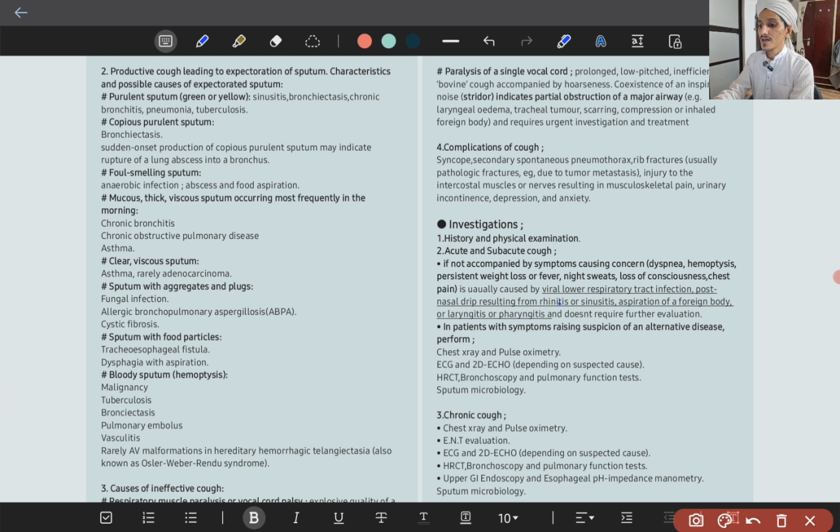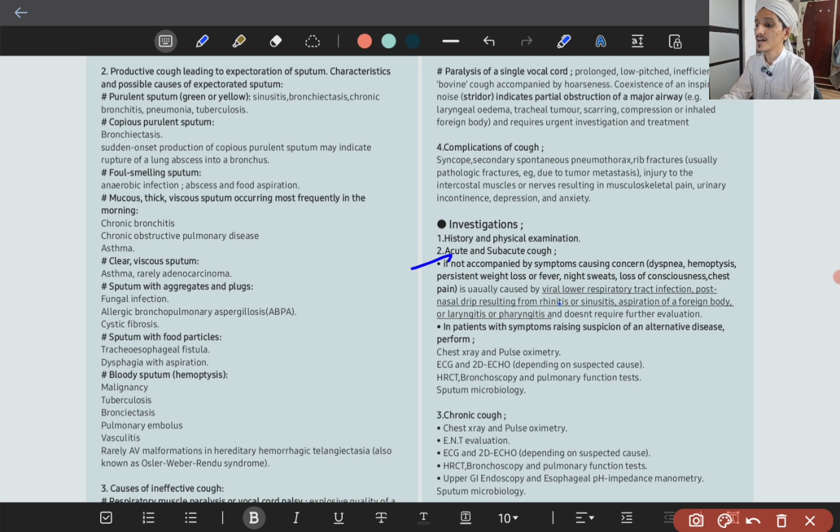Next, what will you do? To evaluate a cough, you should differentiate the cough into acute and subacute on one side, and chronic on the other side. If the acute or subacute cough is not accompanied by symptoms causing concern, like dyspnea, hemoptysis, weight loss, fever, night sweats, loss of consciousness, or chest pain, then it is usually caused by viral lower respiratory tract infection, post-nasal drip from rhinitis or sinusitis, aspiration of a foreign body, laryngitis, or pharyngitis, meaning the cough is mainly caused by respiratory tract infection.